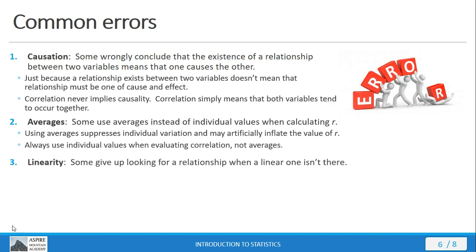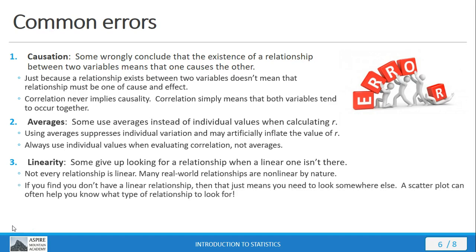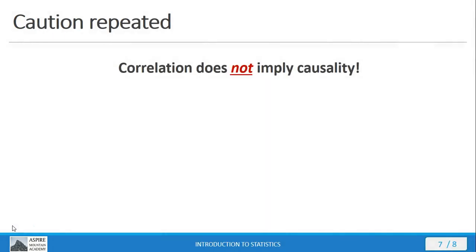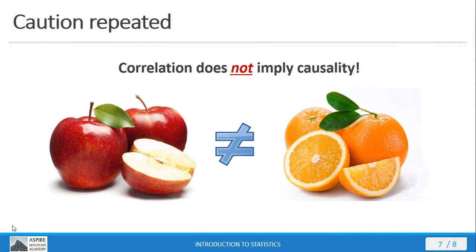And then some students give up looking for a relationship if a linear one doesn't exist. And as I've said before, there are many real-world relationships that are nonlinear. So if you don't find a linear relationship, just look somewhere else. Again, correlation does not imply causality.